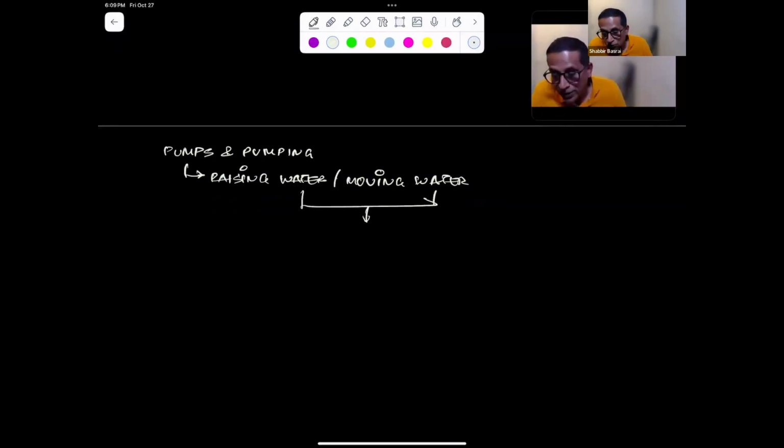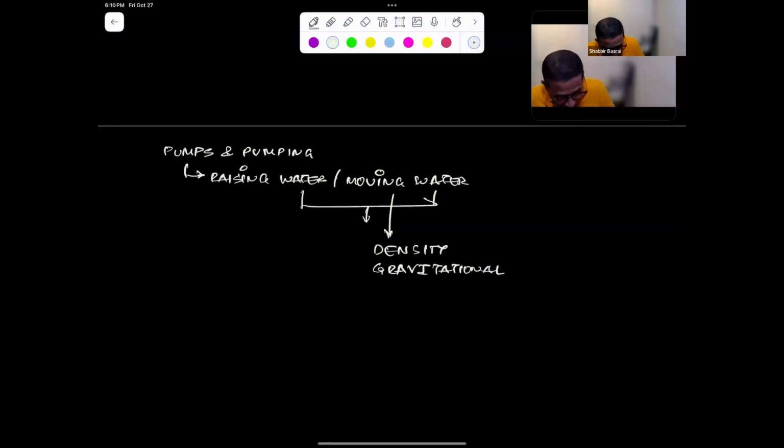moving fluids. So when you're moving the fluid, what happens is that you will need to overcome the resistance because of the density of that fluid that you are moving. You'll also have to fight the gravitational force. Then also you would have to overcome the forces associated with the friction of that fluid in the piping that you're conveying the fluids through, correct?